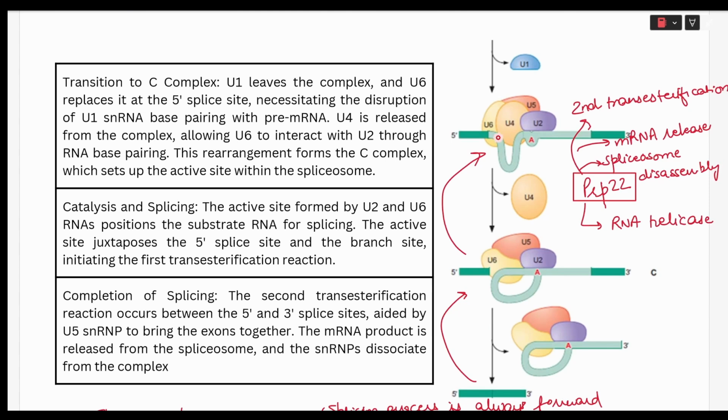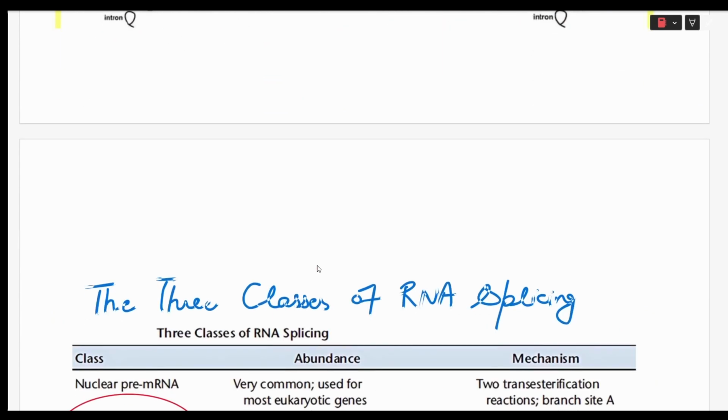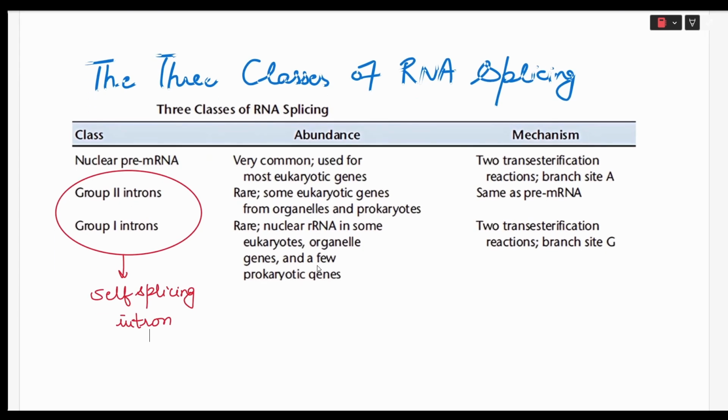This is the intron, right? And here it needs the spliceosome to make this conformation. But in the self-splicing, the RNA or intron is good enough to take this conformation by itself. So as a result of that, it doesn't require any external help, and the splicing can happen by itself.